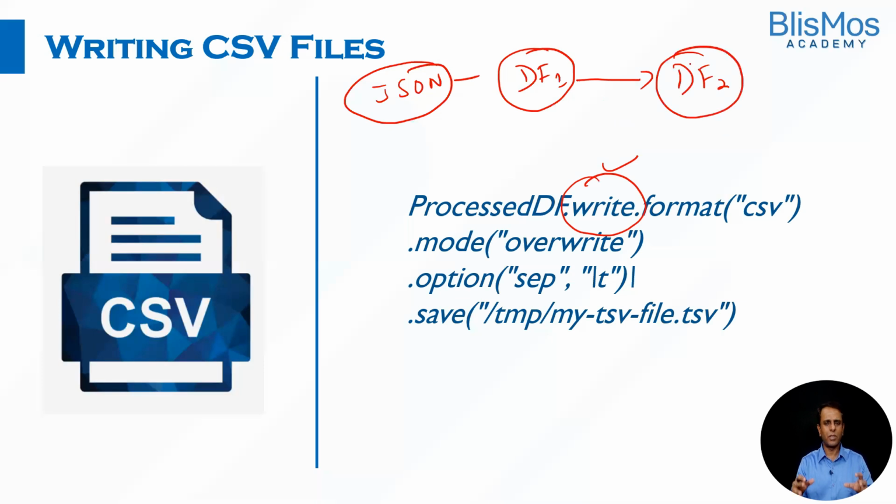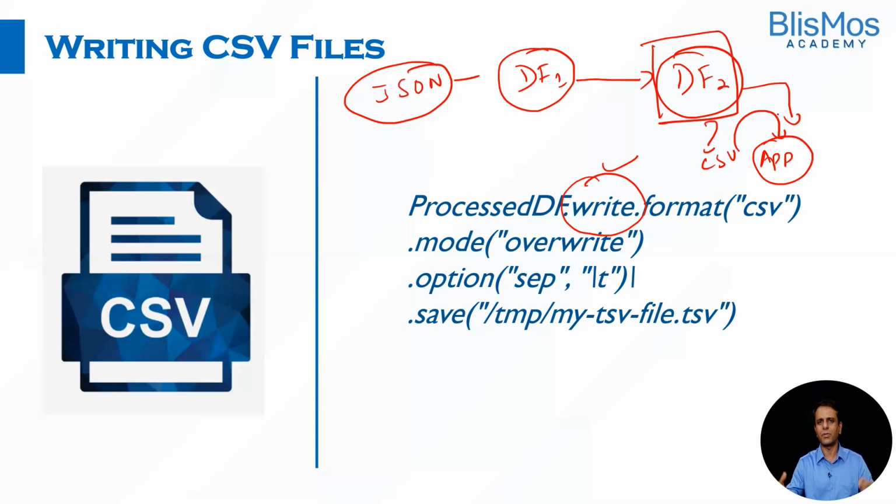Some of the systems downstream of Spark may need this particular data in some format. That would be CSV format. In that case, this processed DataFrame needs to be written into a CSV file so that this app can read it and do further processing. That is the reason we need to take the processed DataFrame and write it into different files, one of the formats being CSV.